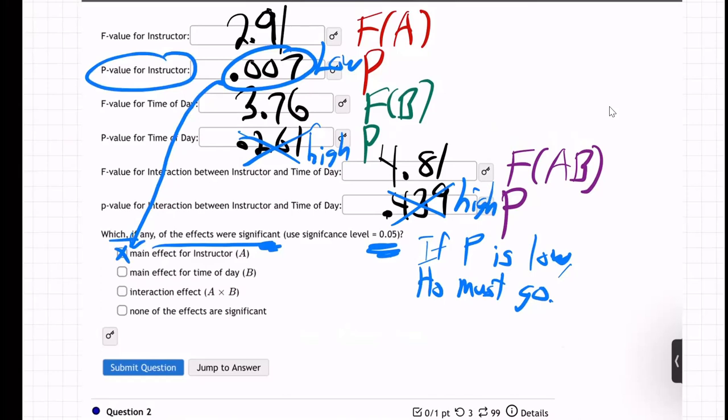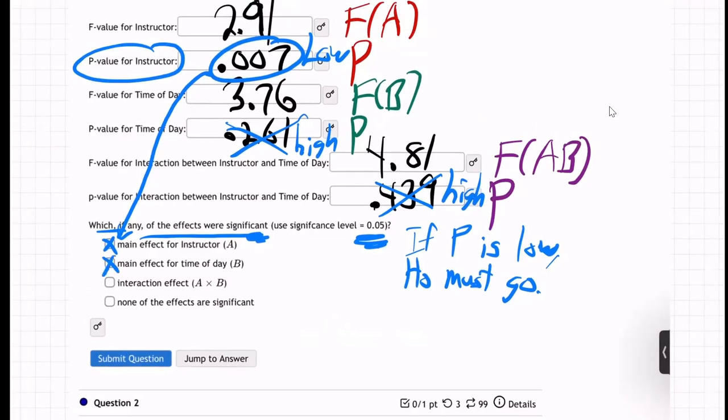Yours might be different. Now you can have more than one answer here. Sometimes you'll have 2 of these. If 2 of your p-values were low, then you would click both the instructor affected it and the time of day affected it. Or maybe the interaction between the 2. Or you could have none. You could choose more than one of these boxes, is my point. It's not just going to be one box. It can be 2 or 3. So for my case, it's just one box. Whichever p-values are low, those are the ones that are having an effect. So that's what we're determining.